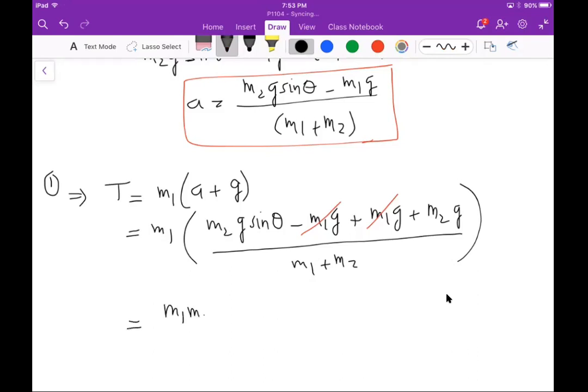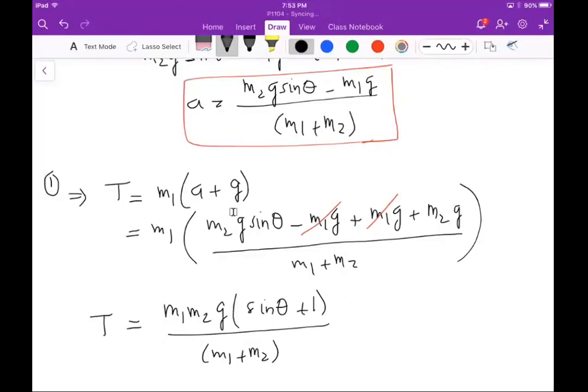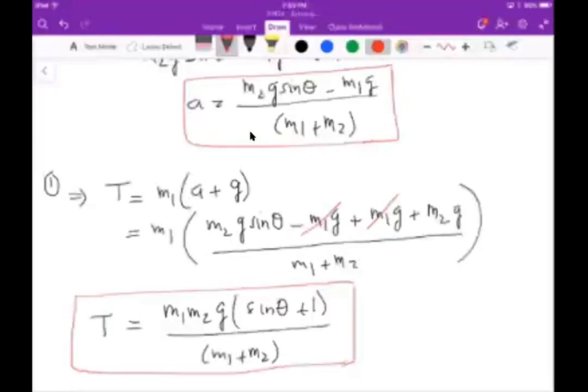So we end up with m1 times m2 times g factor sine theta plus one divided by m1 plus m2. And this is the tension T. So finally we get this value of the tension. It's given by m1 times m2 times g factor one plus sine theta divided by m1 plus m2. And so this is the equation we are looking for. So you see, it's very easy actually to deal with this kind of problem.